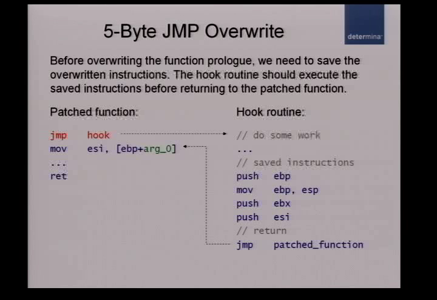To do this, we need to save the instructions in the first 5 bytes, the instructions that we overrode. So we make a temporary copy of those instructions, and after the hook routine does its task, we need to execute the saved instructions and then jump back to the remainder of the patched function. And this will make sure that the stack frame of the patched function is established correctly, and it should work as if nothing had happened.